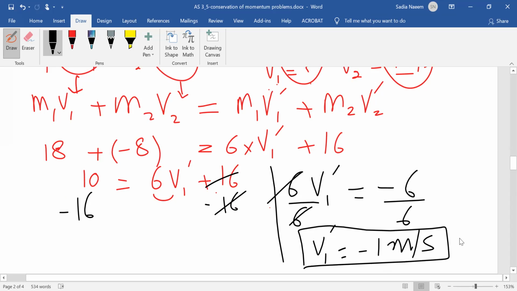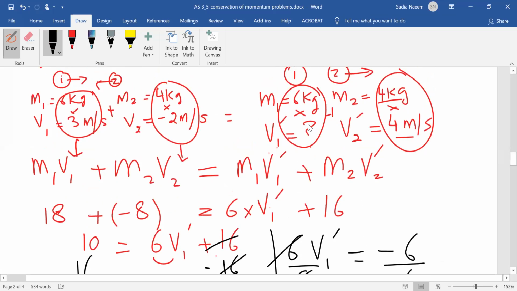Let's say you were in a test or even for homework, and you wanted to check your answer, how will you check your answer? Plug this -1 in here and add these two. Do 6 times -1 plus this times that. You will get the exact same total momentum on the right side as you will on the left side if you did 6 times 3 plus 4 times -2. So you can check your answer in case you're not sure if you made a mistake in your algebra. You can check your final answer by plugging it in to the right side.